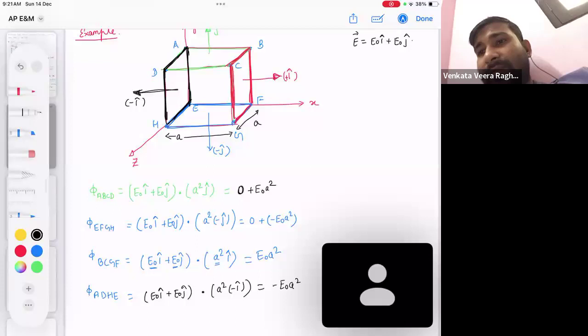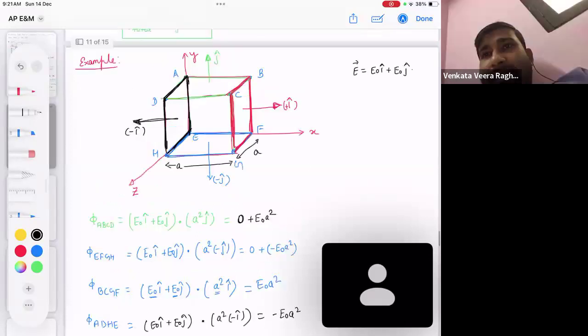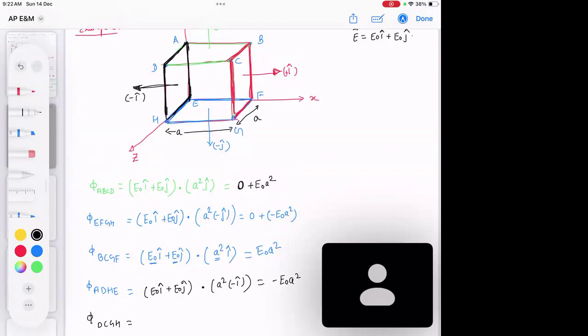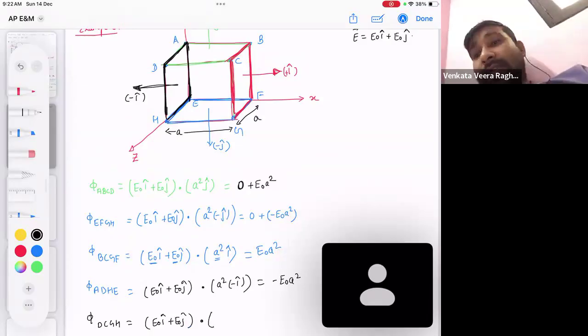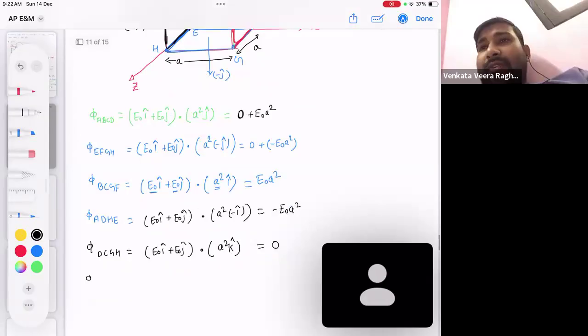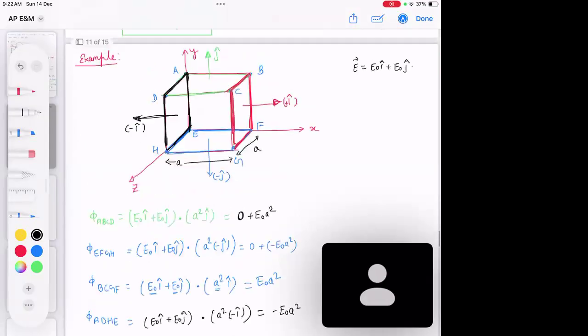Now two more faces are there. A cube has a total of 6 faces. Please tell me, what is the flux through the two more faces? DCGH. Is the area vector plus K cap? The electric field is E naught I cap plus E naught J cap, and the area vector is A square into K cap. Is that coming 0? Again the dot product is coming 0, right? And the same thing, there is one more face, ABFE, right?